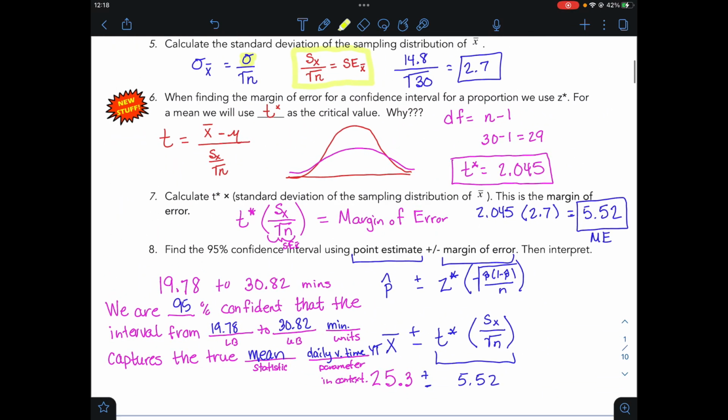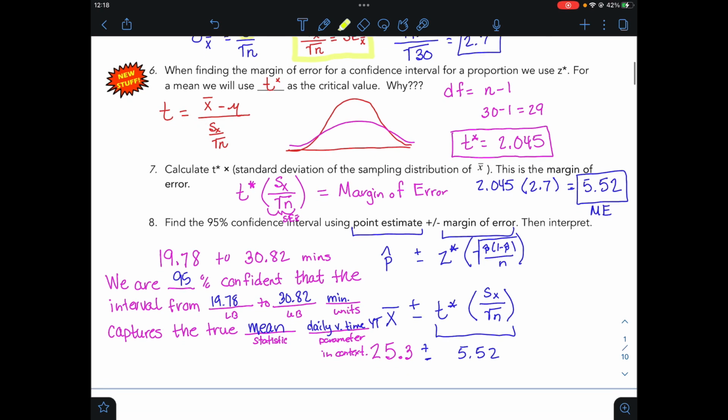And now we are going to calculate our margin of error. Before, with proportions, we used Z times the standard error. Well, this time we're using T times the standard error. We've already talked about standard error before, and we're going to multiply it times T. So when we do that, we get 5.52 for our margin of error.